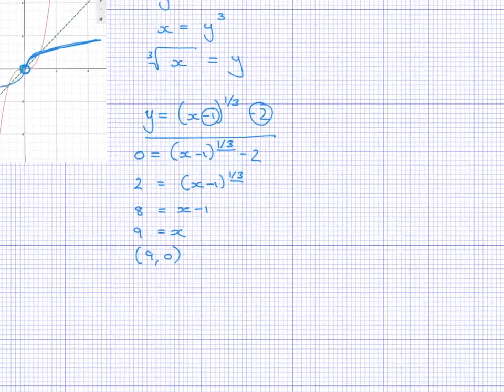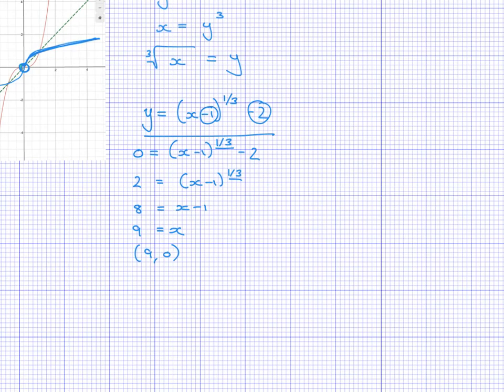Then to find the y-intercept, we'd set x equal to 0. So 0 minus 1 cube root minus 2. So this is going to be minus 1, not a minus sign there, cube root minus 2. The cube root of minus 1 is in fact minus 1, because minus 1 times minus 1 times minus 1 is minus 1. So that's minus 1 minus 2, which equals minus 3. So the y-intercept is at 0, minus 3.